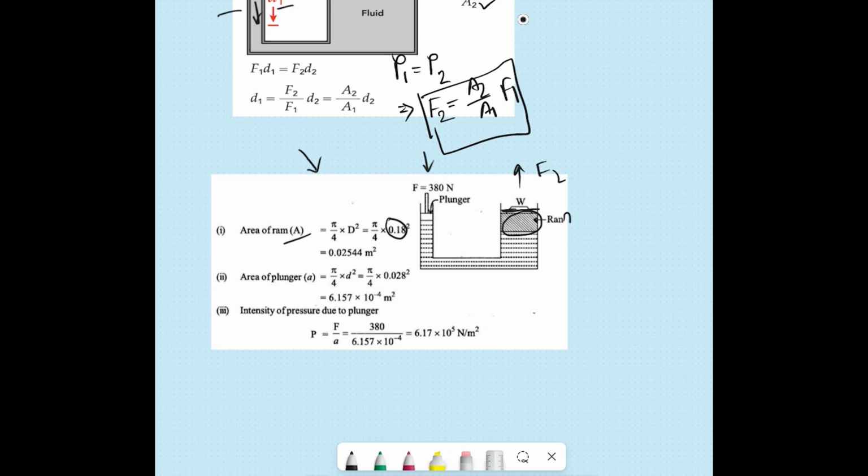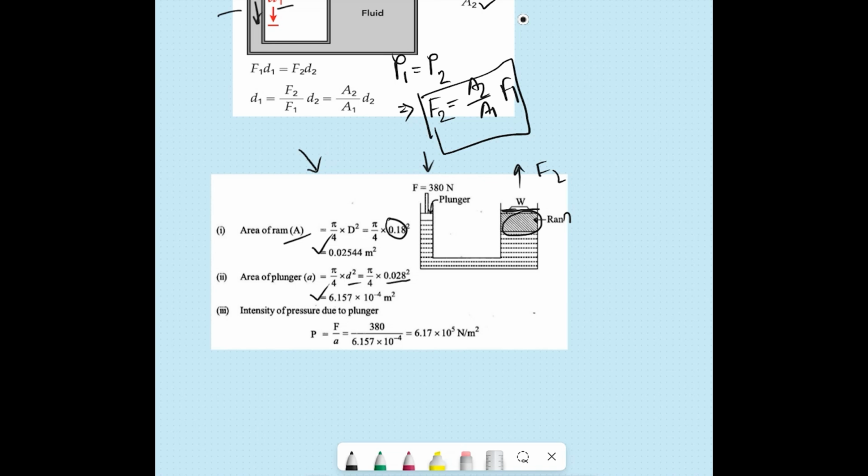In that case, same equation, pi by 4 d square, and obviously we have the value of d here, which is 0.028, and that will be whole square. So we'll get the smaller piston value, and the larger one, which is called the ram within this question.